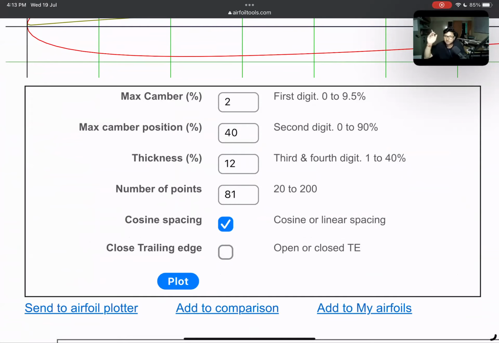of the chord length. So basically, the mean reference line, or the geometric center line of the airfoil, is bent, and the point furthest away from the chord is 2% of the chord length. And the thickness is going to be 12%. So it's basically telling you how thick the airfoil is going to be.